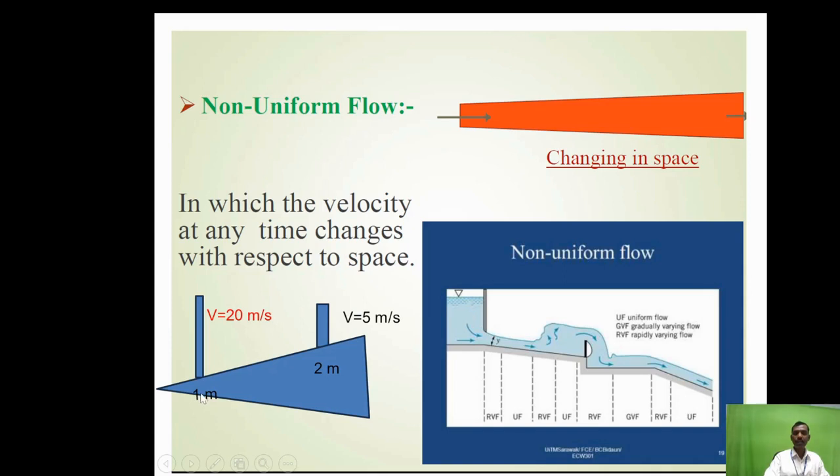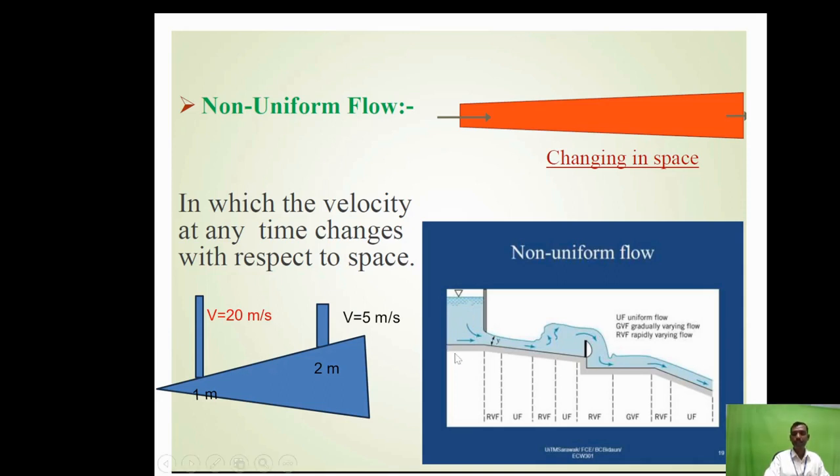See here, at 1 meter distance, consider this taper pipeline. At 1 meter, the velocity is equal to 20 meter per second. And at 2 meter, the velocity value is 5 meter per second. The velocity value decreased, the velocity value changed. If the velocity value changes with respect to the distance, that is called non-uniform flow.